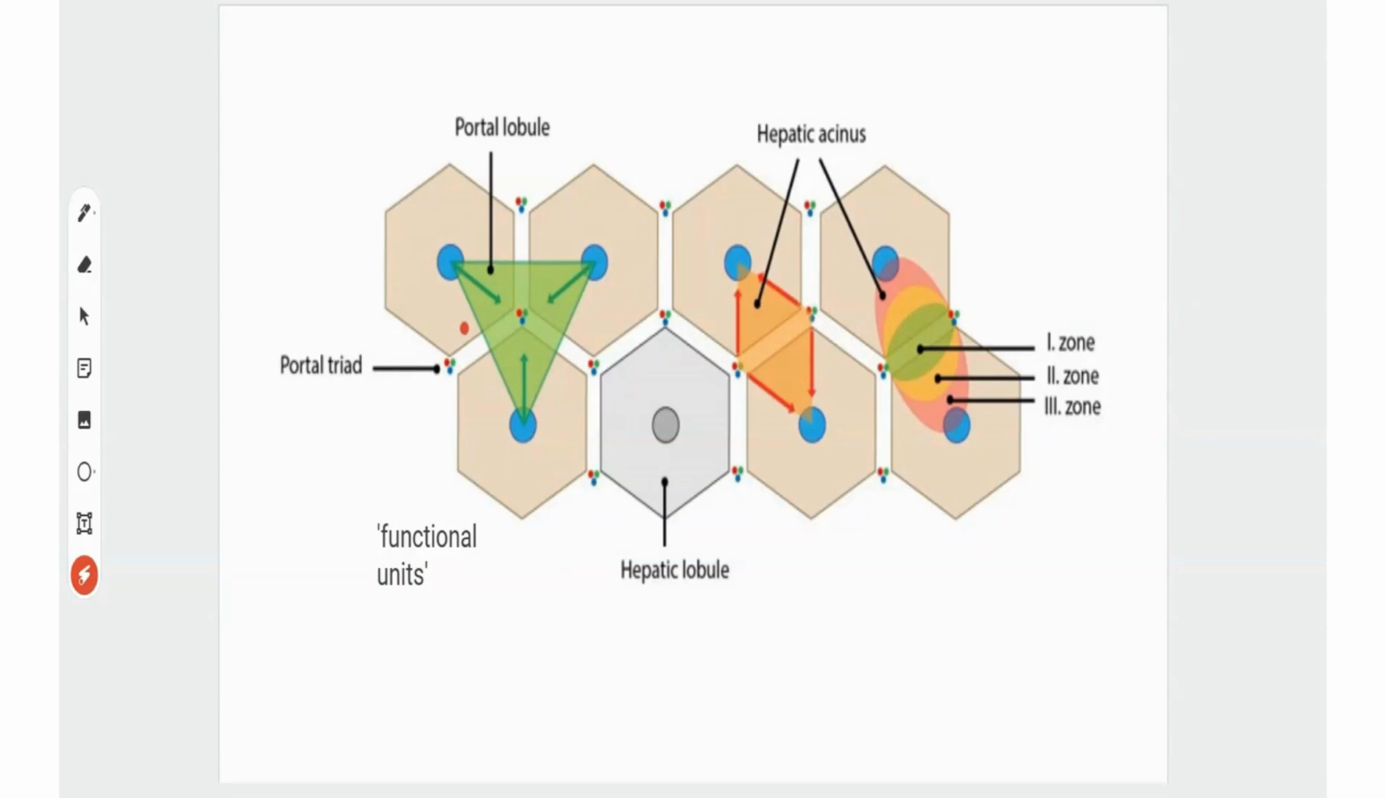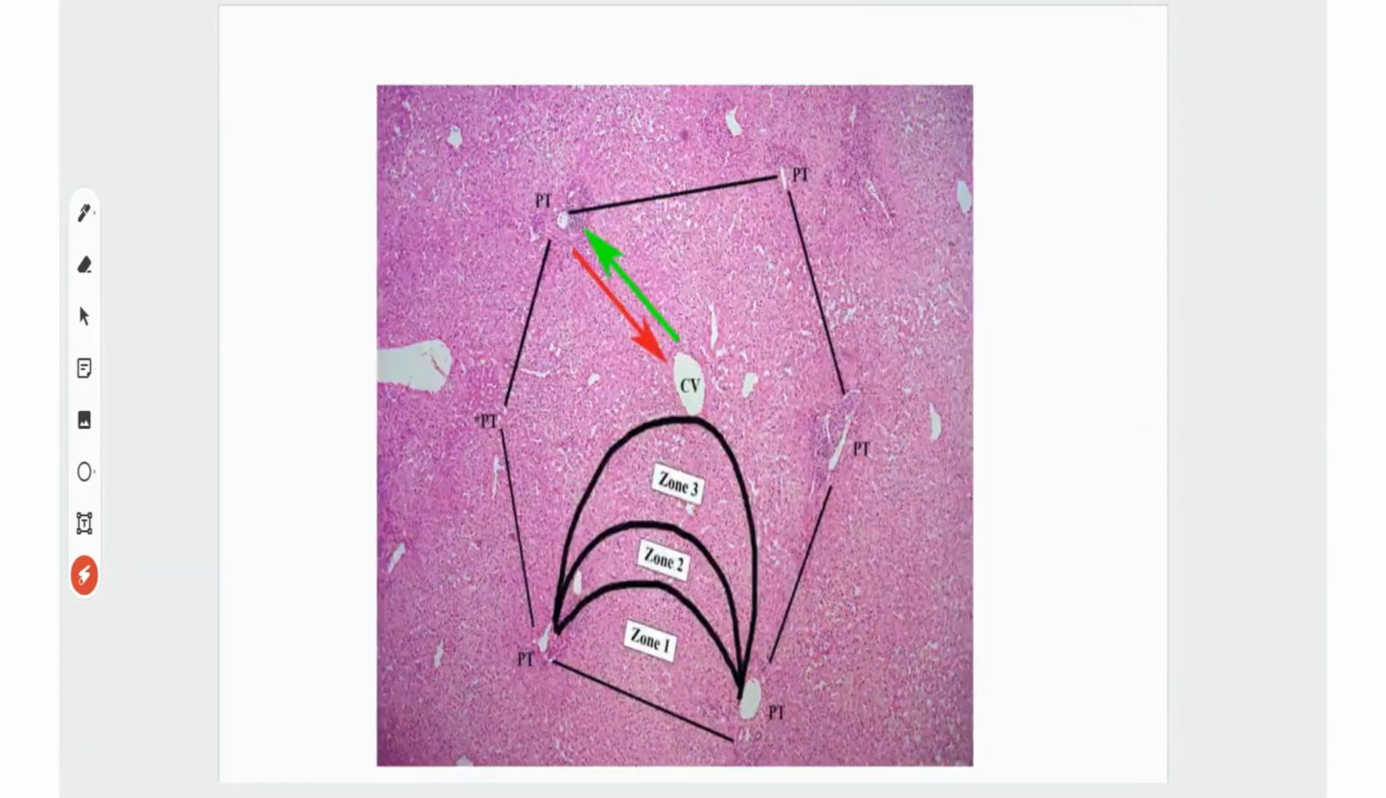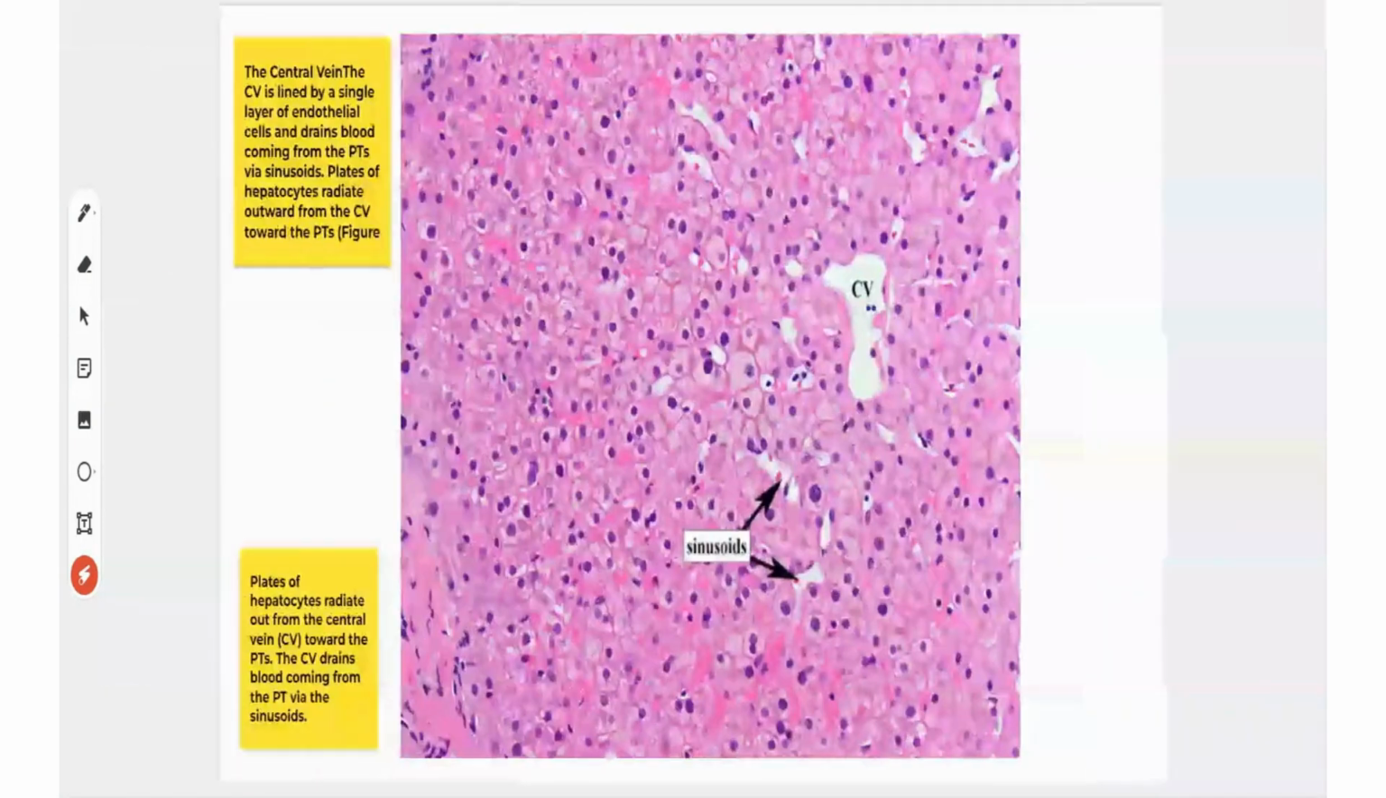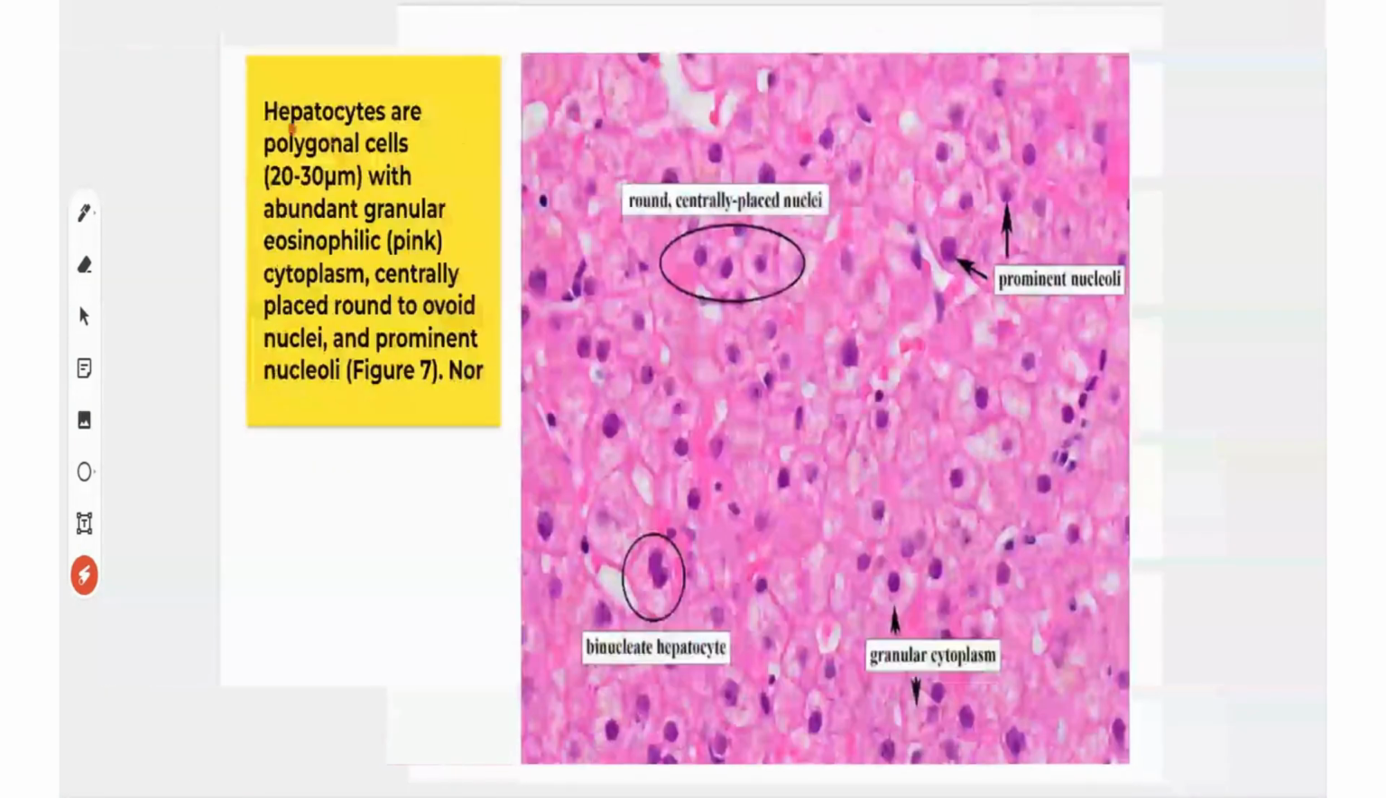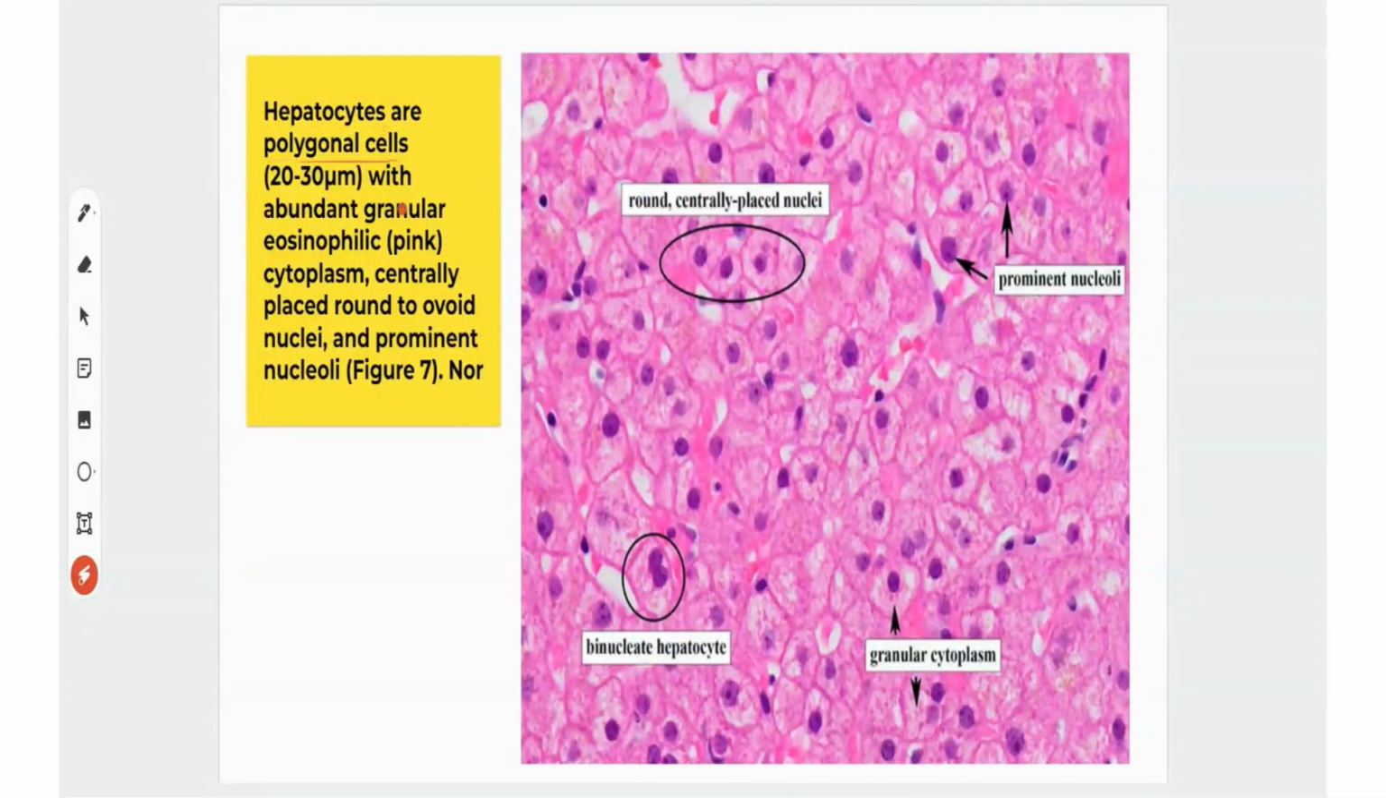The hepatocytes are the primary functional cell within the liver and make up the majority of its mass. They perform various functions such as metabolizing nutrients, detoxifying harmful substances, and producing bile. Now looking at the sinusoids, which are specialized capillaries that run between these rows of hepatocytes within the lobules.